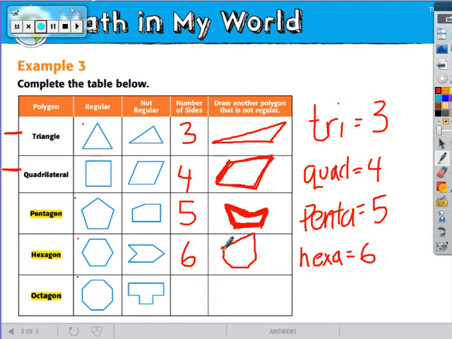And the last one that we're talking about on our chart is an octagon. An octagon has how many sides? 8. So octa means 8. And there's my octagon. All that matters is it has 1, 2, 3, 4, 5, 6, 7, 8 sides. Okay?